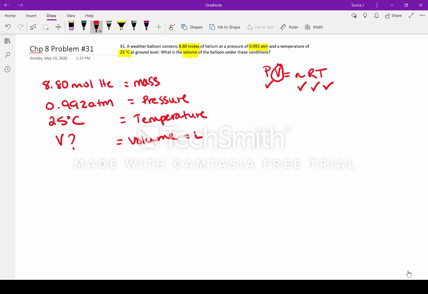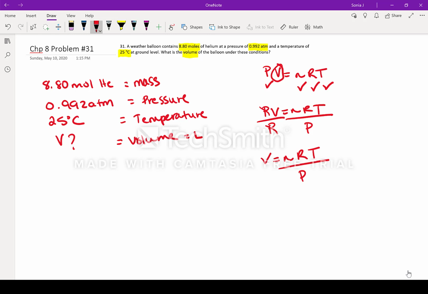What we could do before we even start plugging everything else in is manipulate this formula so that we're solving for volume. We want to isolate our volume, so we're going to divide by pressure. These two would cancel out, so then volume equals moles times the constant R times temperature over pressure.